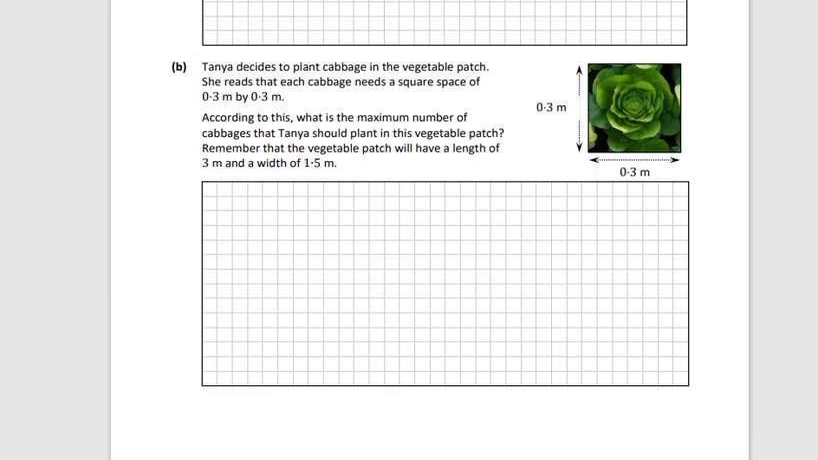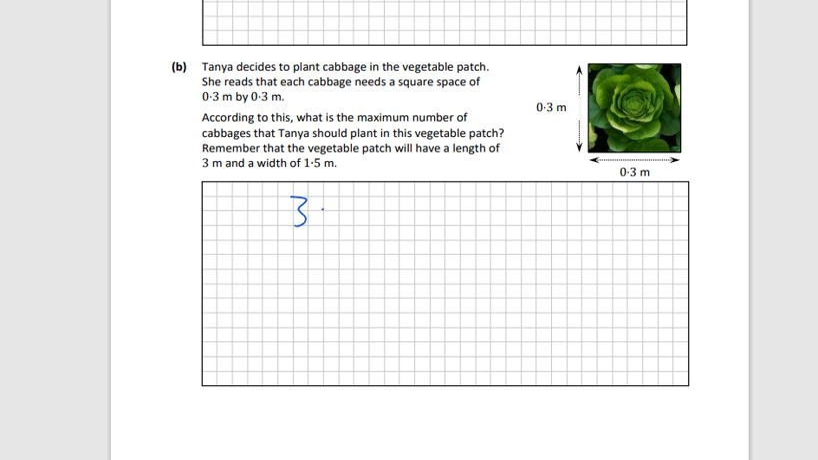Right, Tanya decides to plant cabbage in the vegetable patch. She reads that each cabbage needs a space of 0.3 meters by 0.3 meters. According to this, what is the maximum number of cabbages that she should plant in the vegetable patch? Remember that the vegetable patch will have a length of 3 meters and a width of 1.5 meters.